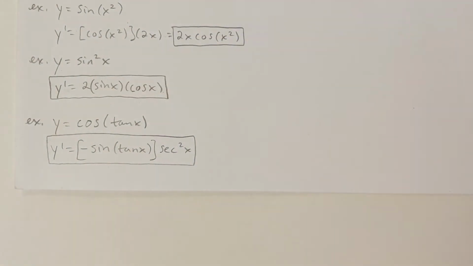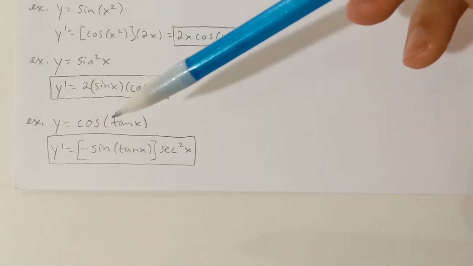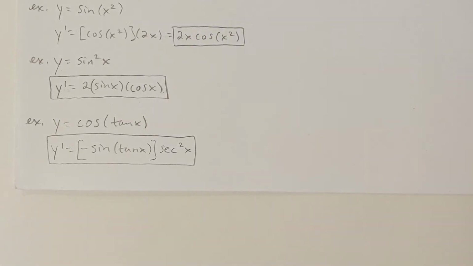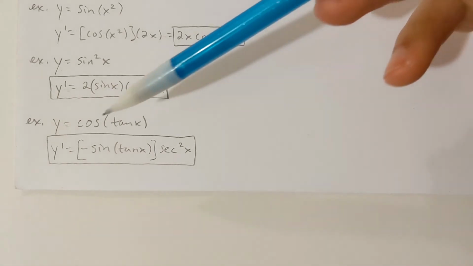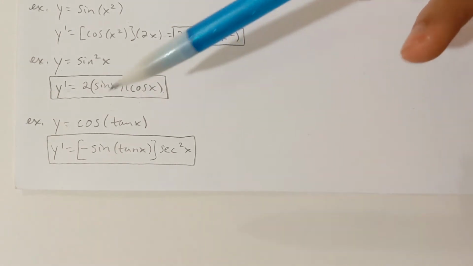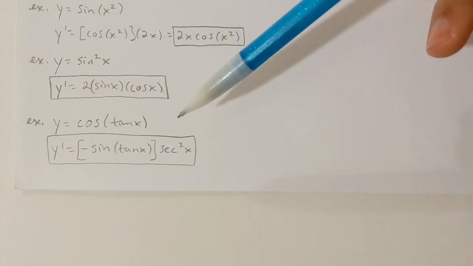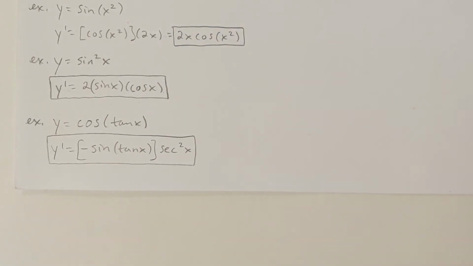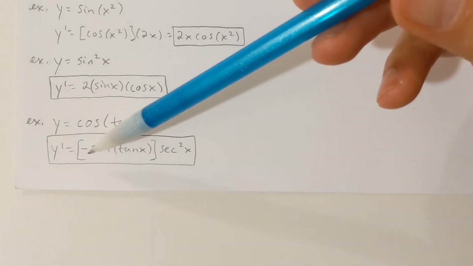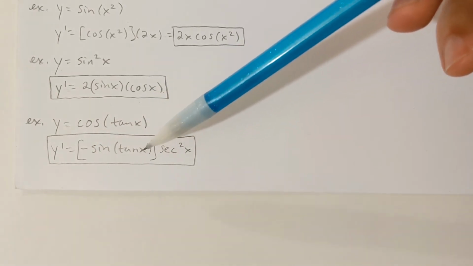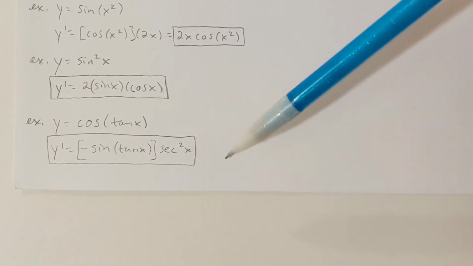Here's another example. y equals cosine of tangent x. Okay, well, tangent x is inside the cosine function. And by the way, I don't have a product, right? Some students will mess this up and they'll want to use the product rule. Don't do that. I don't have cosine x times tangent x, I have cosine of tangent x. Tangent x is inside the cosine function, so I'm going to begin as if it were just cosine x. The derivative of cosine x is negative sine x. So I'm going to begin by writing negative sine of tangent x, but then I've got to multiply by the derivative of tangent x, which is secant squared x.